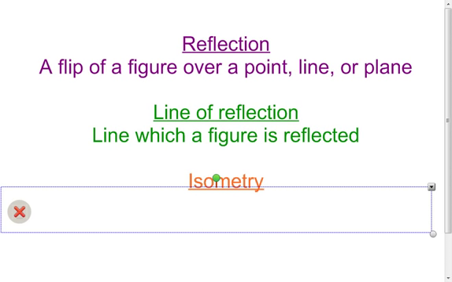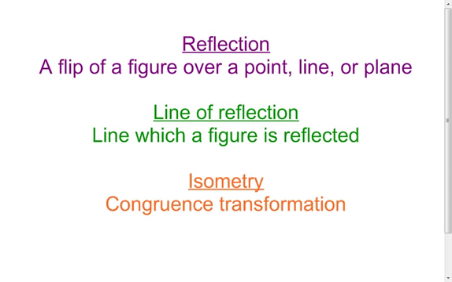And then an isometry is a congruence transformation. Now a reflection is a form of transformation, and we're going to learn about other transformations as we go through this chapter. The congruence part comes into where it says the figure you start with, once you transform it, the old figure and the new figure, the old figure referred to as the pre-image, the new one referred to as the image, they're congruent. And if that happens, you have an isometry.